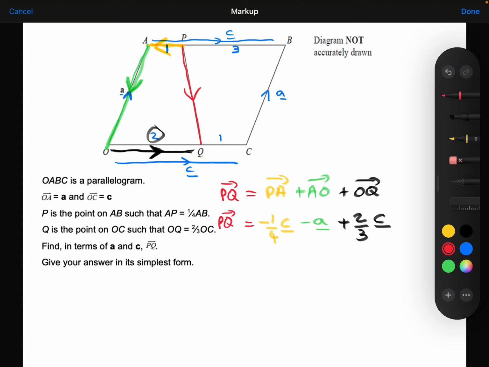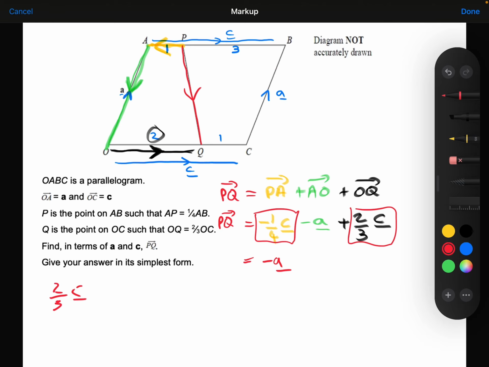I just need to simplify this now. The minus A, there's nothing I can do about that. That's a term all by itself, so we'll just copy that down. But I can simplify the C terms. I've got 2/3 C minus 1/4 C.